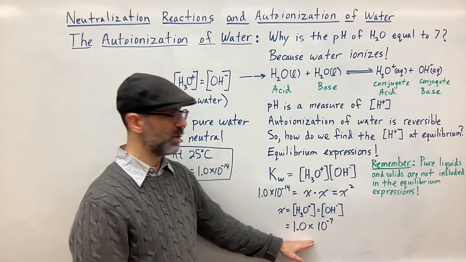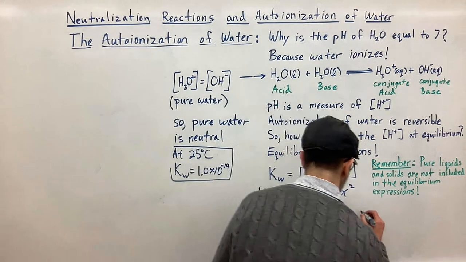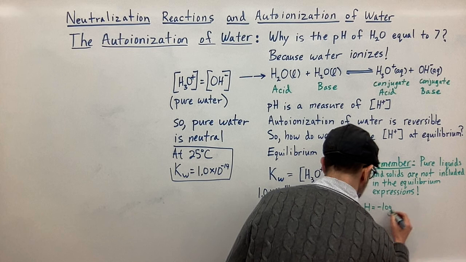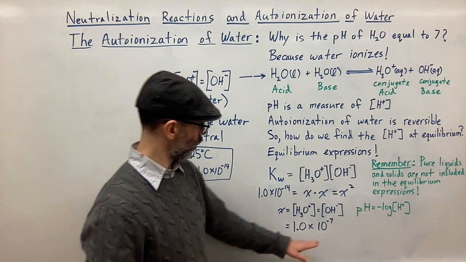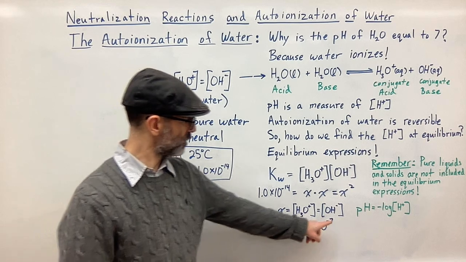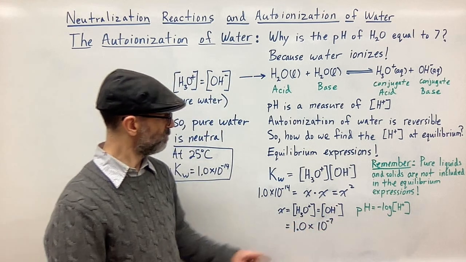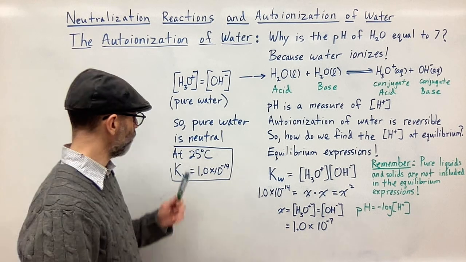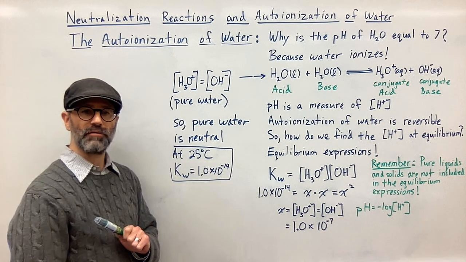And so this is why it has a pH of 7 at 25 degrees Celsius. Because if you find the pH, remember, the pH is equal to the negative log of the H plus concentration. So if this is our H plus concentration, take the negative log of that, and the pH is going to be equal to 7, which is the power that we have here. And that's why pure water has a pH of 7. And again, I want to point out that this is important. This is only true at 25 degrees.